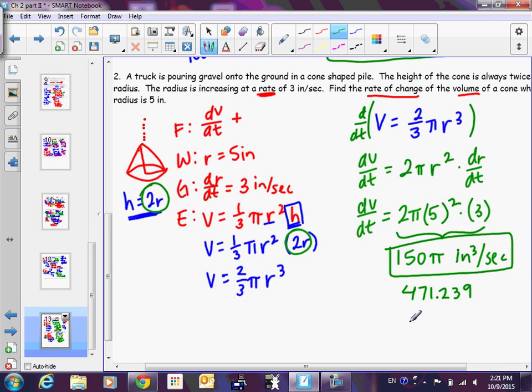Okay, I know I went through that pretty quick. Are there any questions? So what do you have to do at the very beginning of a cone problem? You have to either replace the R or replace the H.